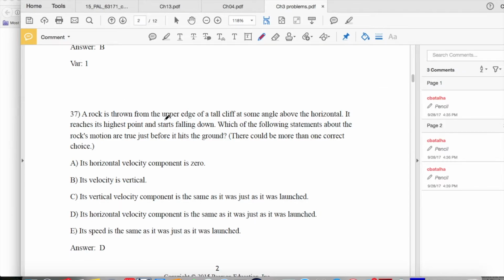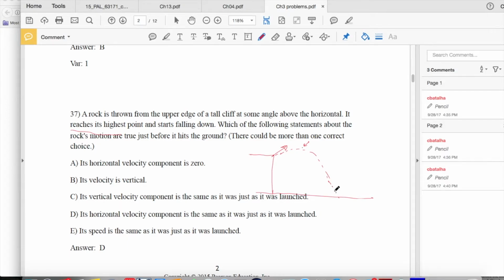A rock is thrown from the upper edge of a tall cliff at some angle above the horizontal. It reaches its highest point and starts falling down. So you have a building, right? And then you have something like this. Highest point right there. Which of the following statements about the rock's motion are true just before it hits the ground? So let's say the ground is over there.